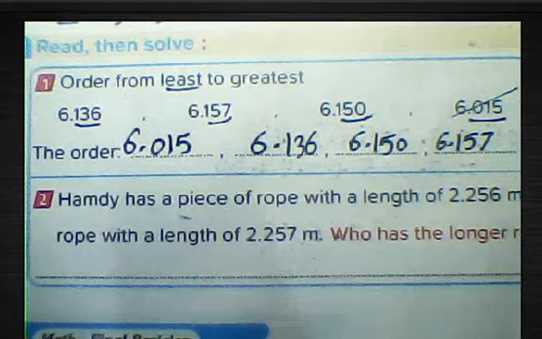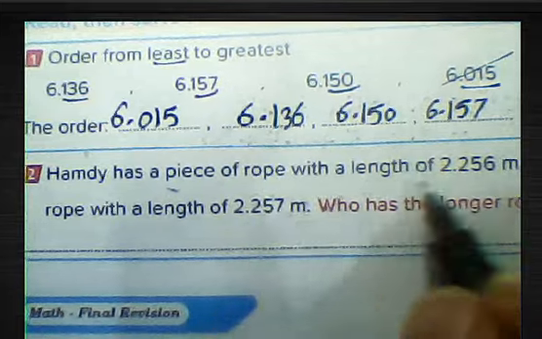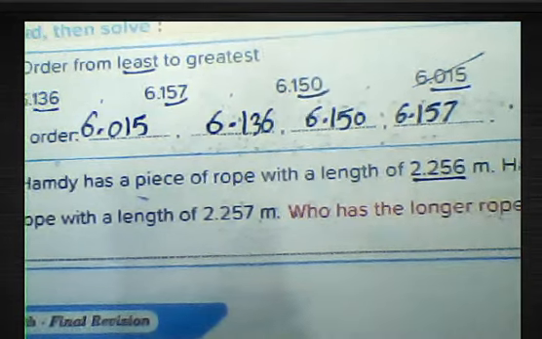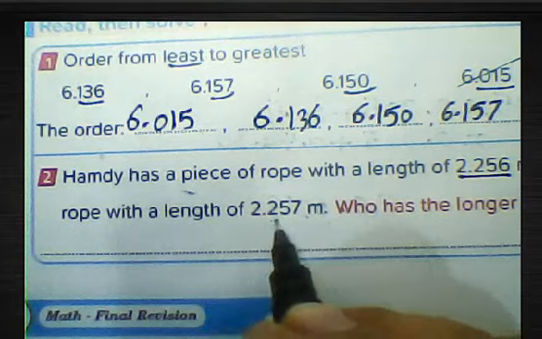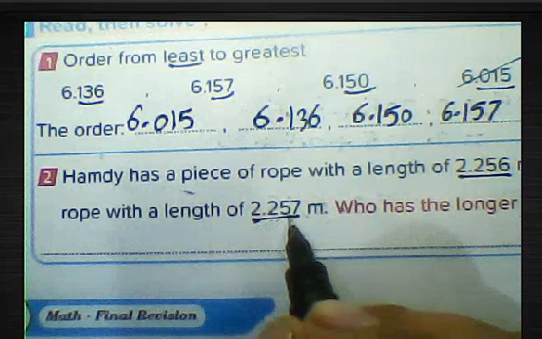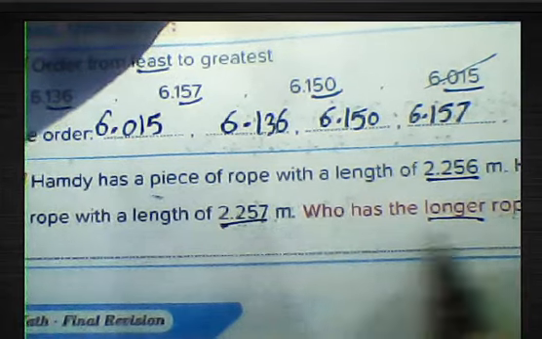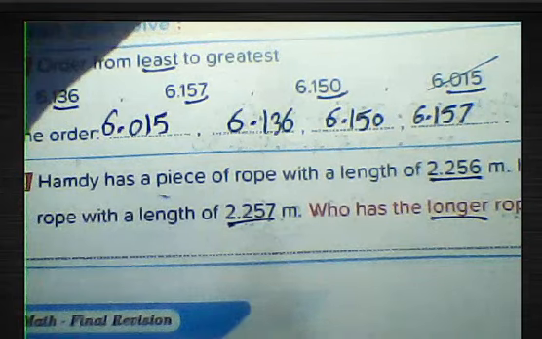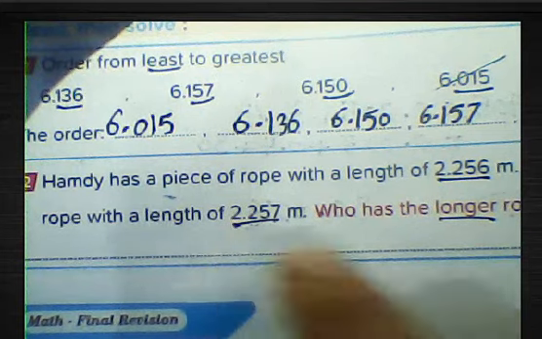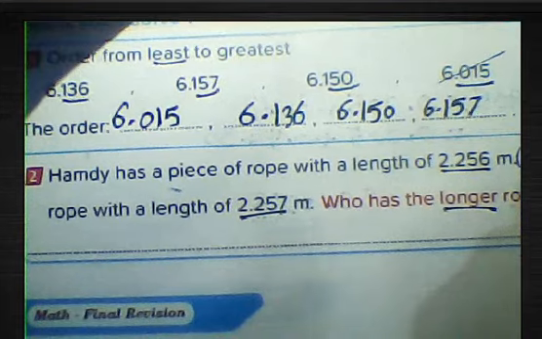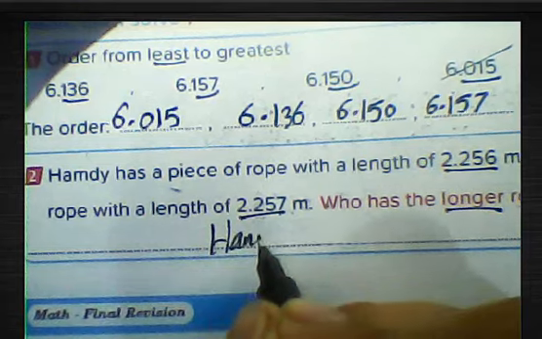Question number 2. Hamdi has a piece of rope with length 2.256 meters. Hani has a piece of rope with a length of 2.257 meters. Who has the longer rope? We must compare between two numbers. Which is greater? This number is greater than. Then Hani becomes the longer. We can write here Hani.